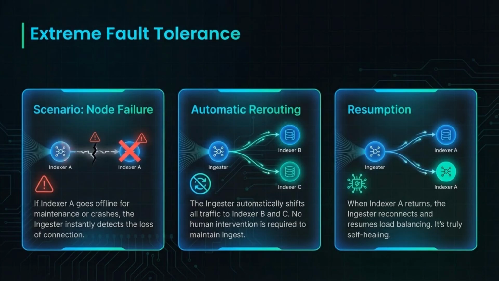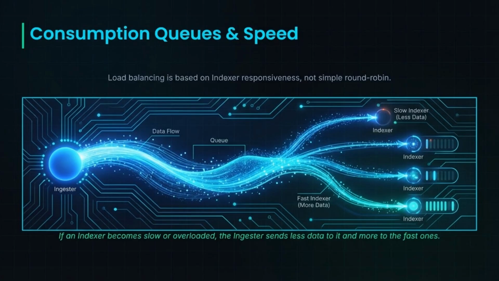Gravwell offers extreme fault tolerance. If an indexer fails, the ingester instantly detects the loss, automatically reroutes traffic, and resumes load balancing when the indexer returns. Load balancing is based on consumption queues and indexer responsiveness, not simple round robin. This ensures that if an indexer becomes slow, the ingester sends less data to it.